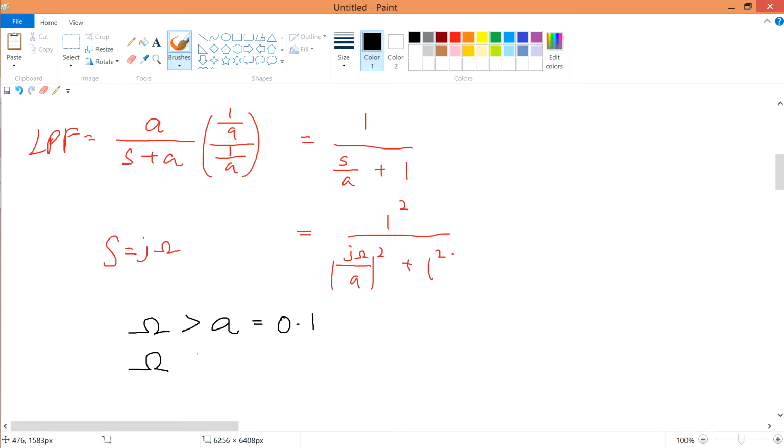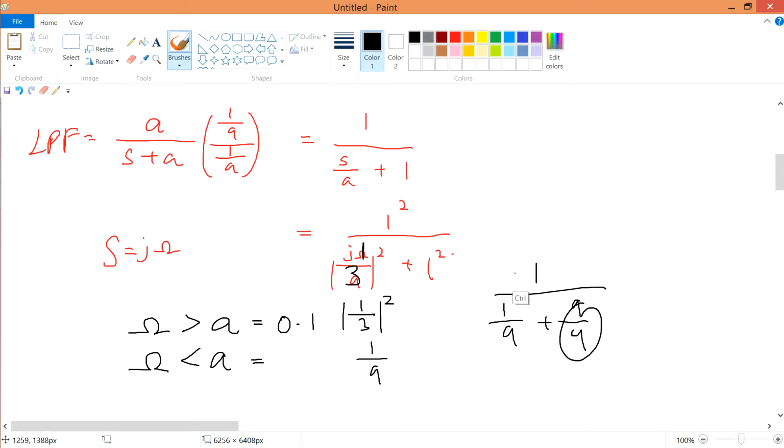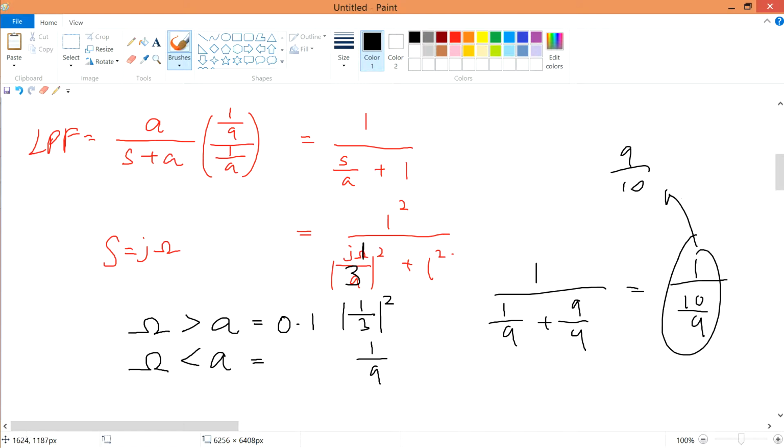If omega is smaller than A, then what do I have? So if omega is smaller than A, I put omega as 1 and I put A as 3. So if I have 1/3 squared, what do I have? I would have 1 over 9. So 1 over 9 plus 1. This 1 over here I can choose as 9 over 9, so 9 over 9 is equal to 1. So I would have 1 over 10 over 9, which is 9 over 10. I'll just flip it, it's just math only. So therefore I have 0.9.